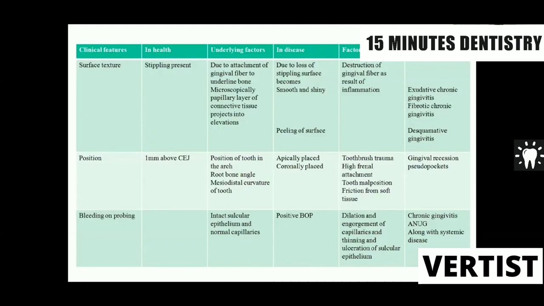Now, position of the gingiva. Usually, it is 1 millimeter above the CEJ, depending on the position of the tooth in the arch, the root-bone angle, and the mesiodistal curvature of the tooth. Now, when gingival recession is present, when pseudopockets are present, this gingival position changes to either coronally placed or apically placed. Now, which factors are responsible for the change in position? Either toothbrush trauma, a high frenal attachment, tooth malposition, or friction of the soft tissue. Because of these different factors, the position can be changed.